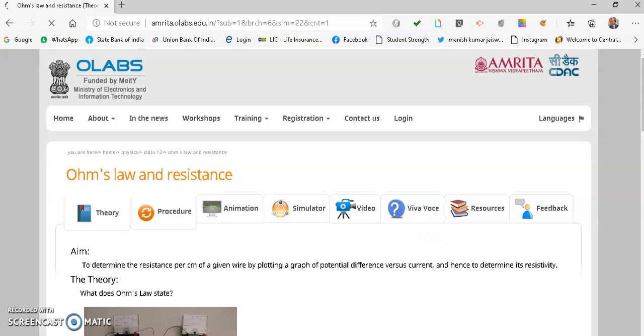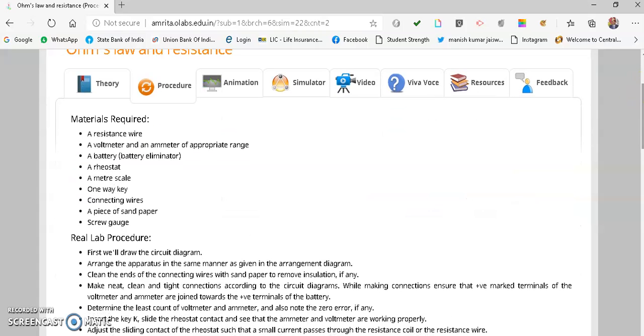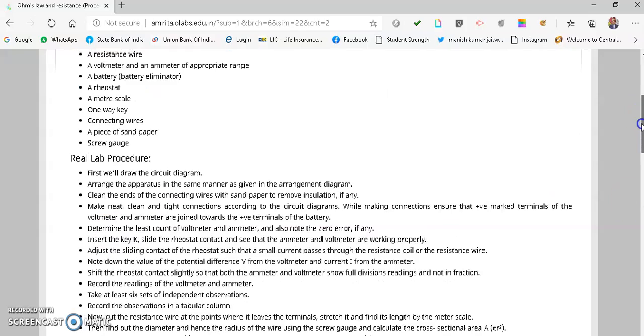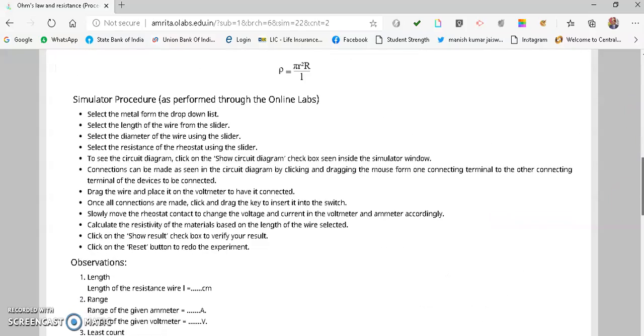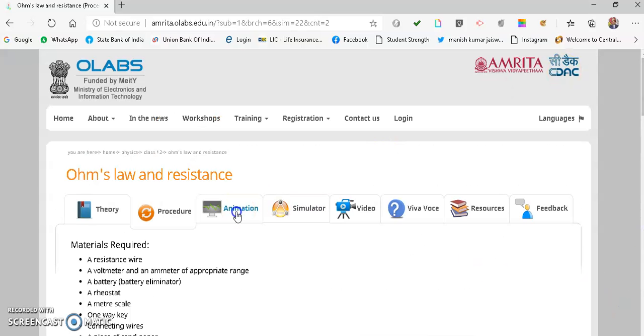Now to do this experiment we need to see the procedure. The procedure is very simple, as I would like to show you. For that we have to equip ourselves with certain materials: the wire whose resistance we want to calculate, the measuring instruments, ammeter and voltmeter, the battery, the rheostat, the meter scale, the one-way key, the connecting wire and the screw gauge. Now we will arrange all these things in the circuit diagram. We will tabulate the readings in an observation table, and lastly we will calculate the resistance. So it's a very simple process. Let us go one by one.